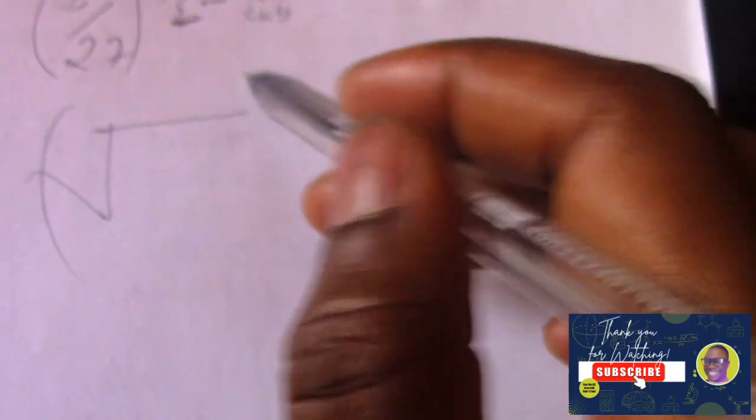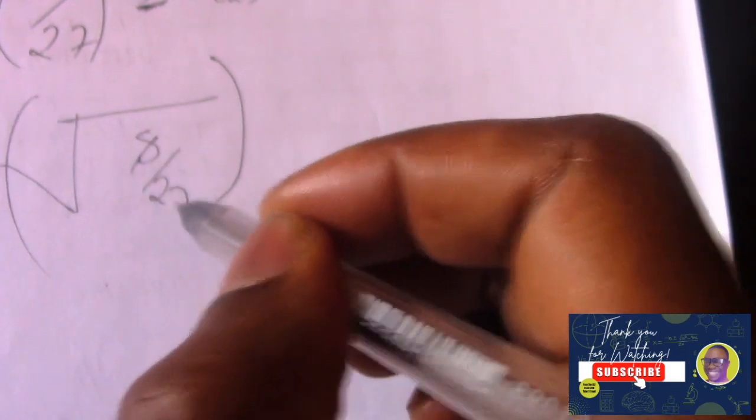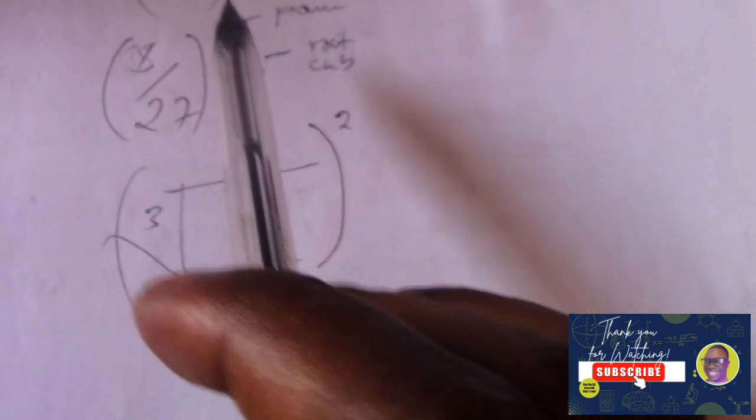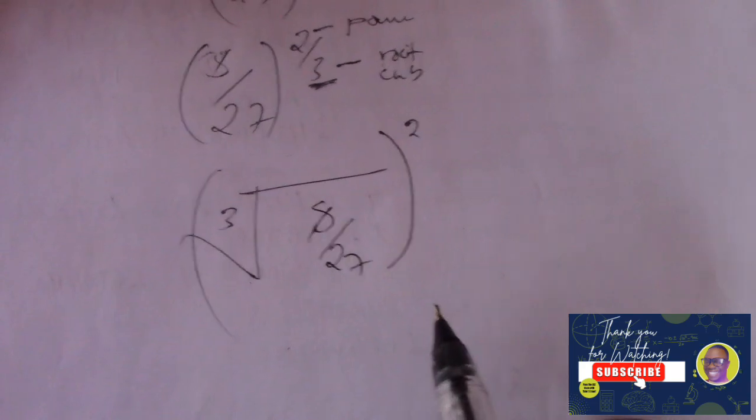The cube root of 8 over 27, you have your 3 there. That's how you write this expression, and then the power there. At this stage you have converted the expression. Remember this topic is coming from indices or index notation, so very, very important.